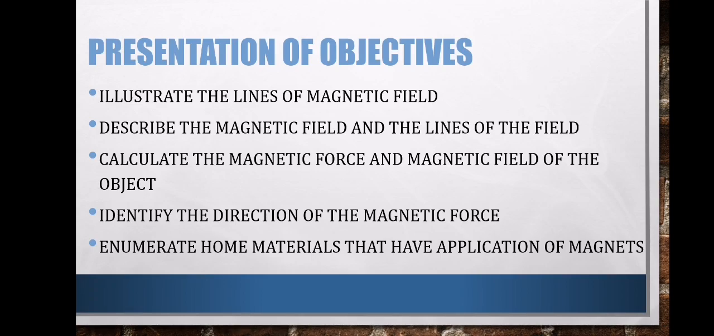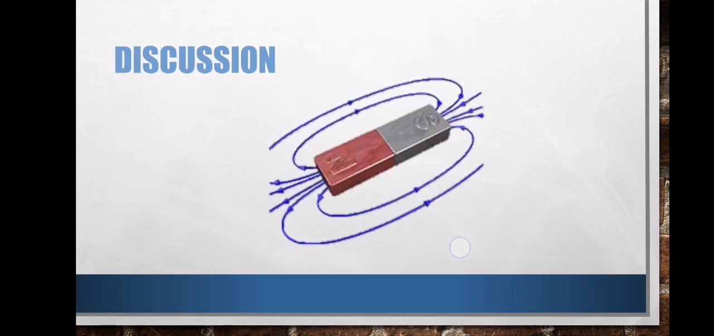Okay, our first objective is you have to illustrate the lines of the magnetic field. So expect that you are going to draw, you are going to illustrate. Number 2, describe the magnetic field and the lines of the field. Number 3, you have to calculate the magnetic force and the magnetic field of the object. Number 4 is that you have to identify the direction of the magnetic force. And number 5, you have to enumerate home materials that have application of magnets.